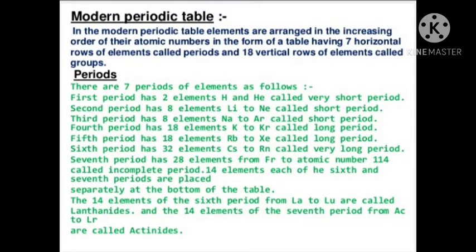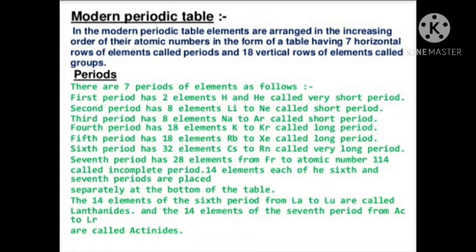In the modern periodic table, elements are arranged in increasing order of their atomic numbers in the form of a table having 7 horizontal rows of elements called periods and 18 vertical rows of elements called groups. Periods: there are 7 periods of elements as follows.